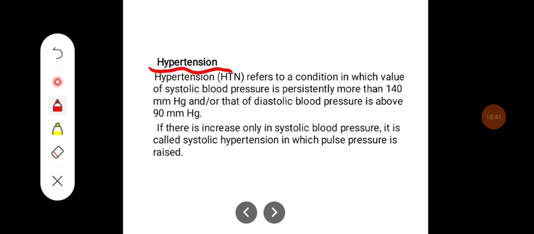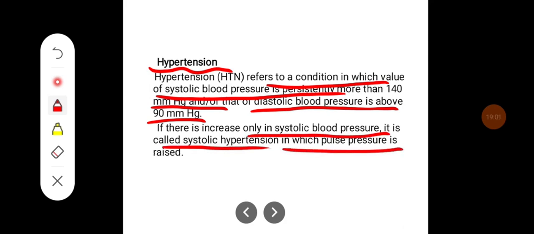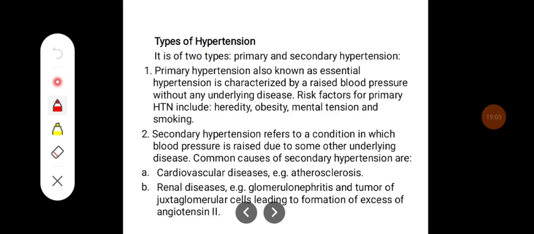Coming to hypertension, hypertension refers to a condition in which the value of systolic blood pressure is persistently more than 140 mm of mercury and that of diastolic blood pressure is above 90 mm of mercury. If there is an increase in only systolic blood pressure, it is called systolic hypertension, in which the pulse pressure is raised.